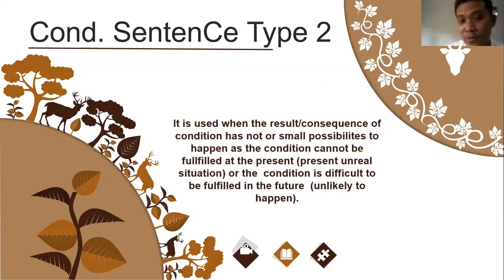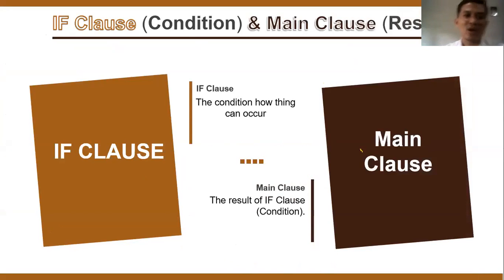All right. We will talk more about the samples in the next slide. I hope you will understand more. Next, if you have a problem, why don't you ask? Now here, the if clause is like the condition, the syarat. The if clause is the condition, something happens because of the if clause. The main clause is also called the result. If clause is the condition or the syarat, and the main clause is the result.